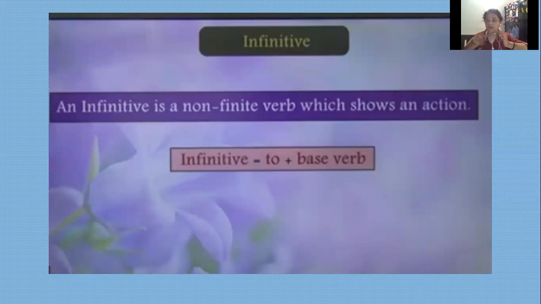Like, he called to thank me. Oh my god, I'm so blessed. He called to thank me. He wanted to borrow some money. See, he wanted is finite, to borrow, so borrow is non-finite. So this is a thing that we need to understand in infinitive.